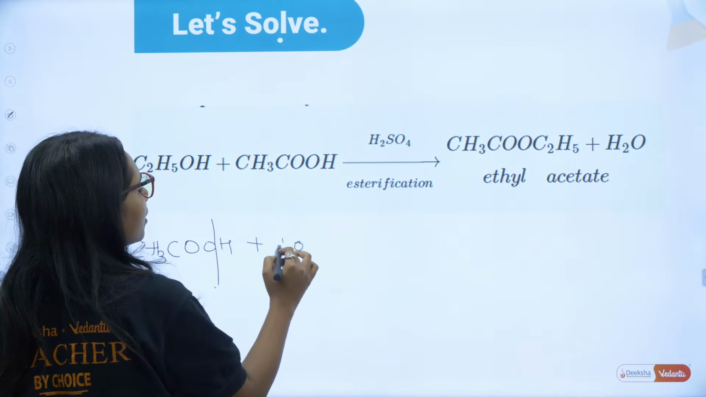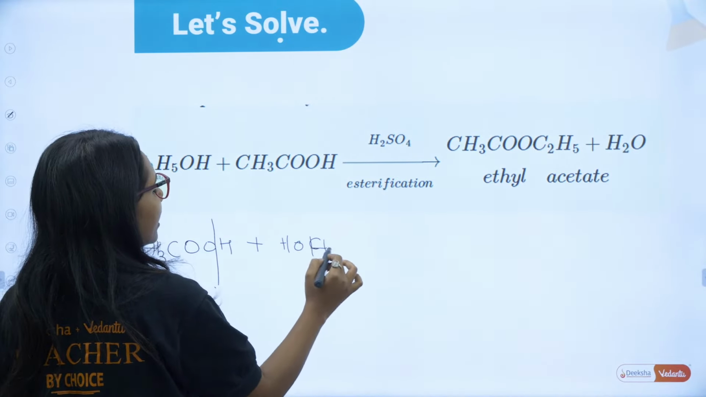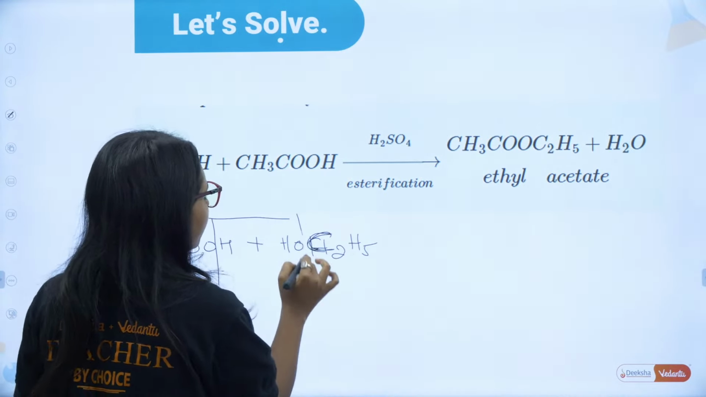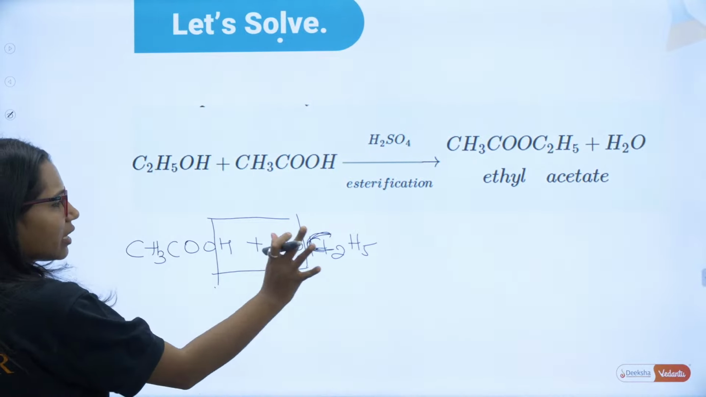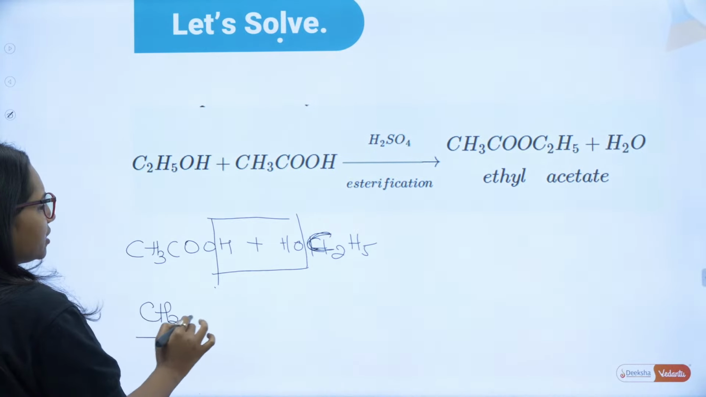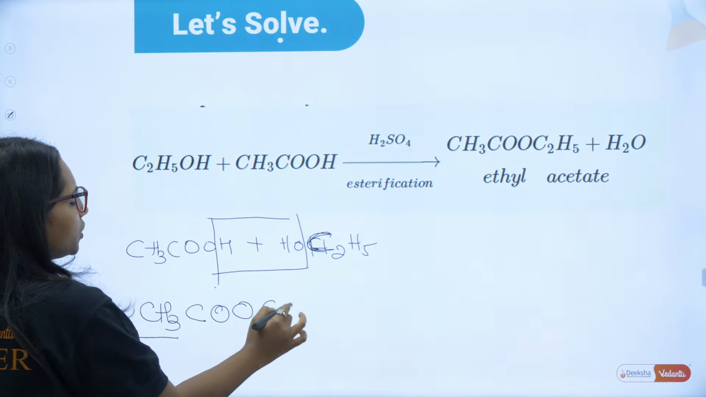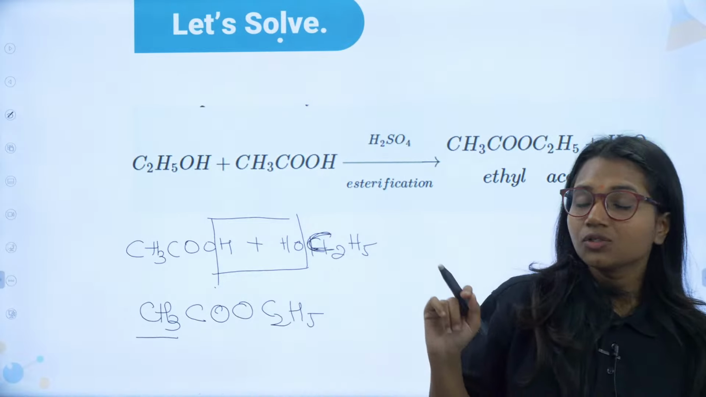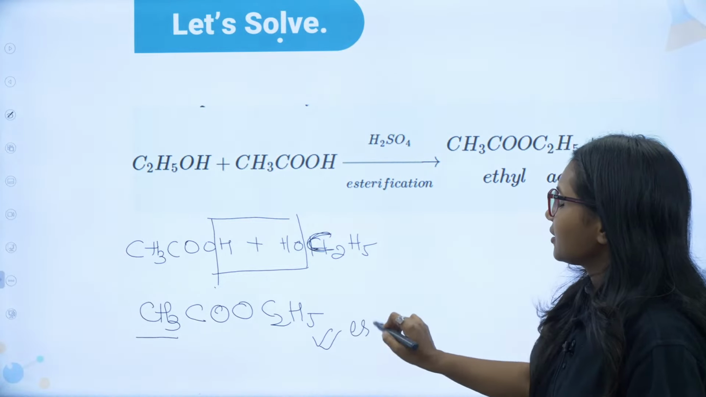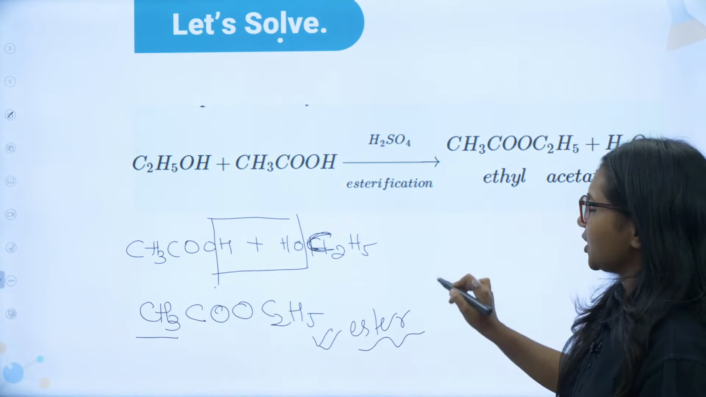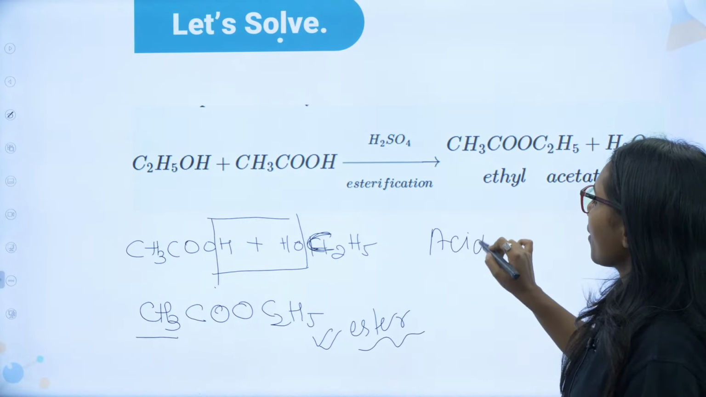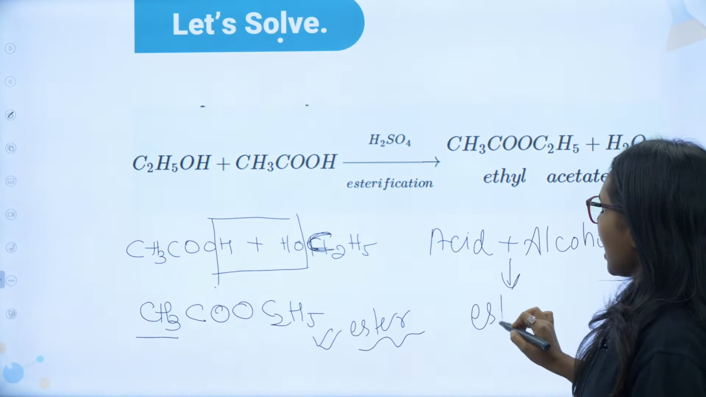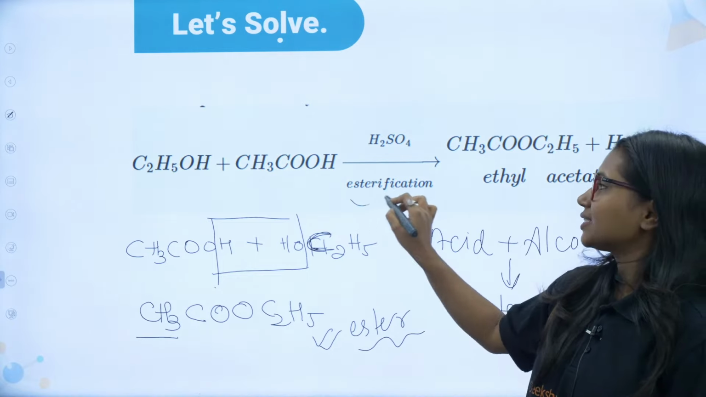And here H, I'll write like this. No confusion, just for the writing purpose, I am writing it like that. See here, water out. Here you are left with CH3COOC2H5. So alcohol plus acid gives you ester. This is ester. This process is called esterification. Acid plus alcohol results in ester, and this process is called esterification.